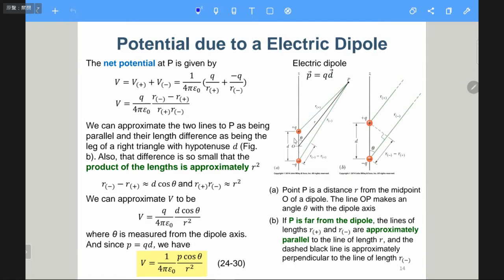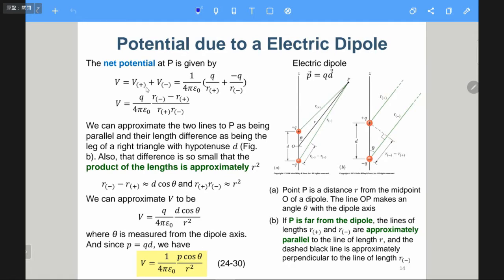At that time we only calculated the E field on the z-axis. But now for the net potential, we can calculate something different. We can calculate something in the space, not only on the z-axis. So now we consider V equals V plus plus V minus, because there are only two charges. We just calculate both of them and then add them together.